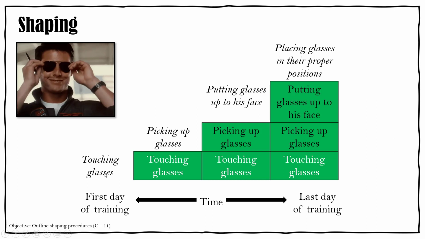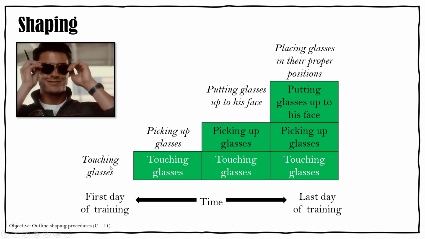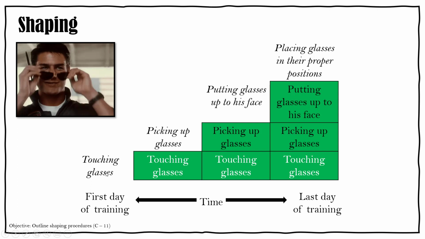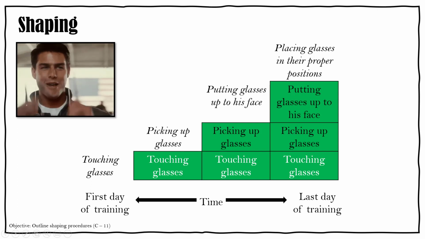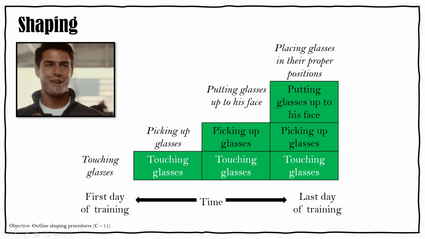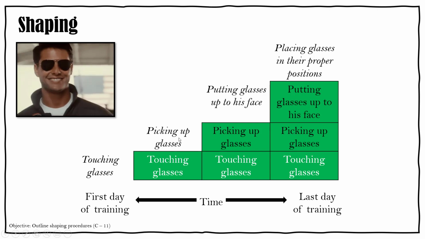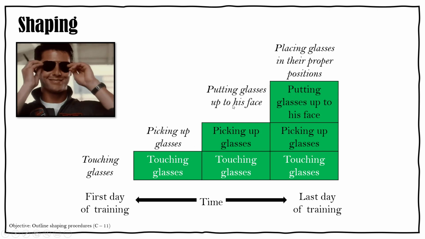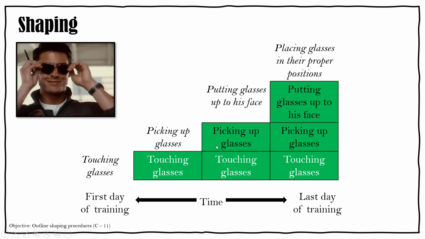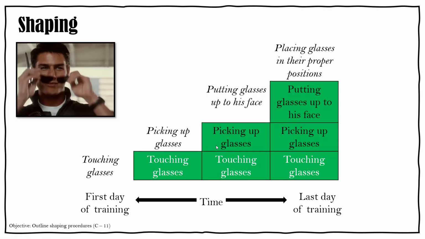After he's reliably touching his glasses, you're going to reinforce a closer approximation to the target behavior, and put this other set of behaviors under extinction. So he's reliably doing that. Now we're going to put touching glasses under extinction, and we're going to reinforce him actually picking up the glasses. Once he's reliably picking up the glasses, you're going to put picking up the glasses under extinction, and you're going to reinforce putting the glasses up to his face. Now, whenever you put these behaviors under extinction, you'll get that extinction burst. If you remember, we talked about the extinction burst, and you might get some novel behavior.